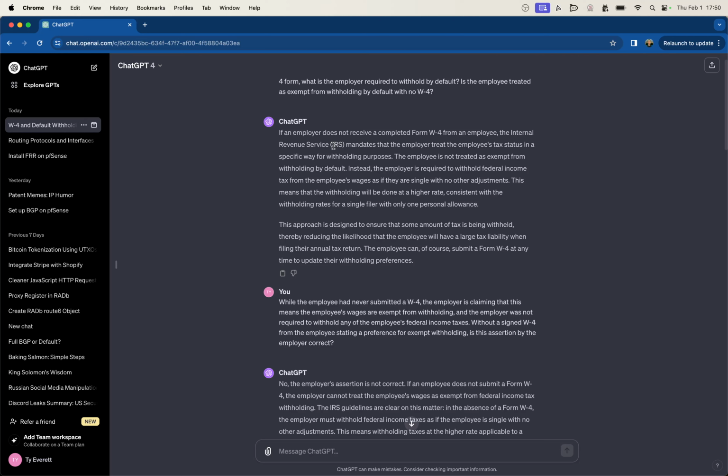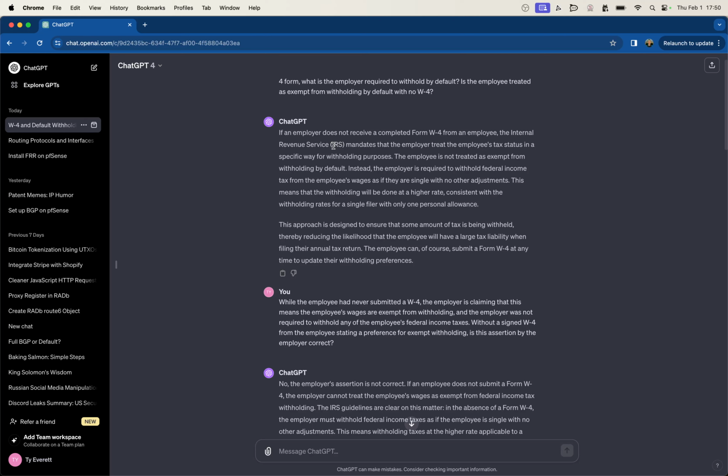And the next question is, if the employer claims that it was the responsibility of the employee to request and look at their pay stubs in the absence of a signed W-4 in order to be notified that the employer wasn't withholding wages, and therefore the employee is liable for the associated tax burden as a result of not doing so, is this assertion by the employer correct?